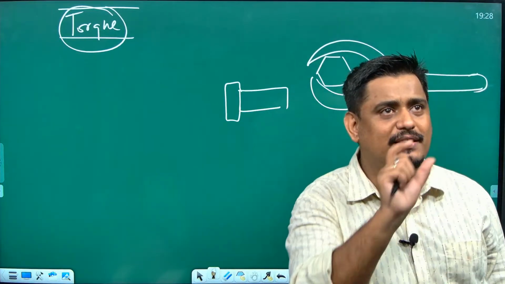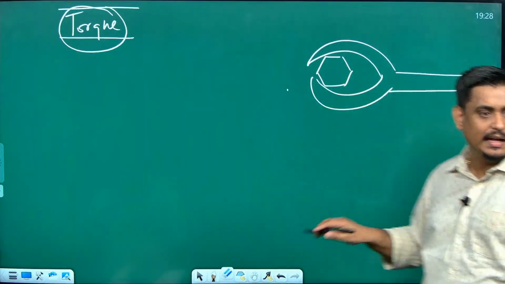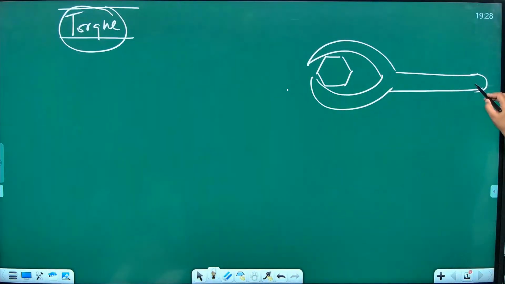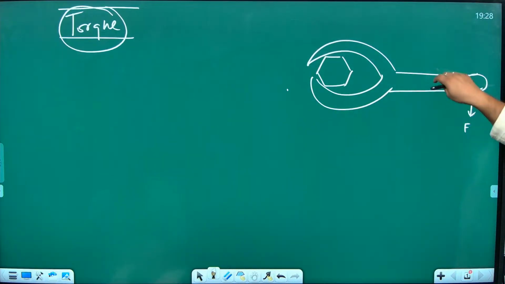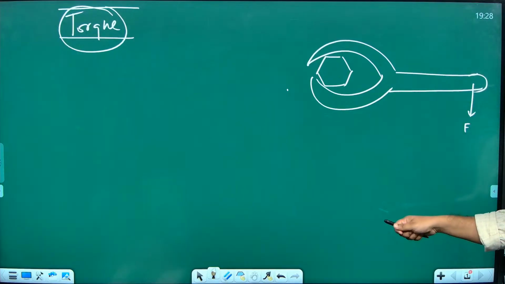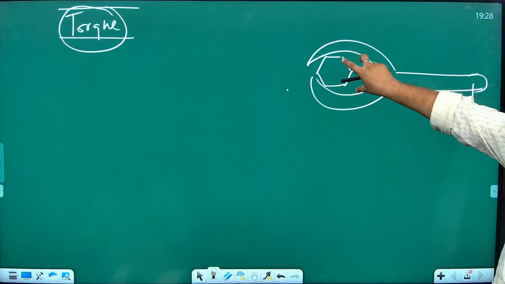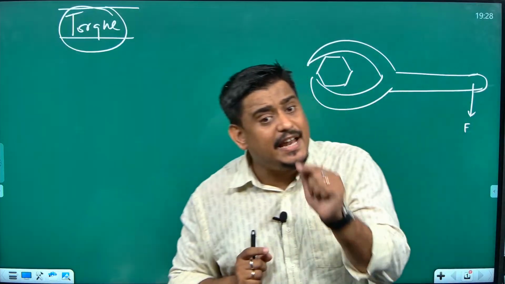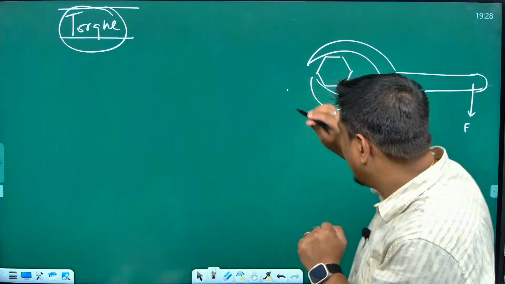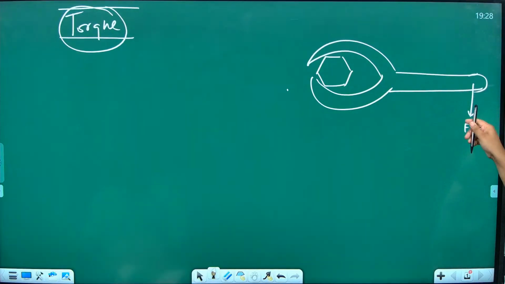If I want this nut to go inside the board, then what will I do? I will apply a force in this direction. Do you agree with me or not? The moment I apply a force in this direction, when this spanner is going down, this nut is going to rotate like this, which will tighten my nut. In which direction is the nut moving? In this direction. Am I right? In which direction is the force applied? In this direction.